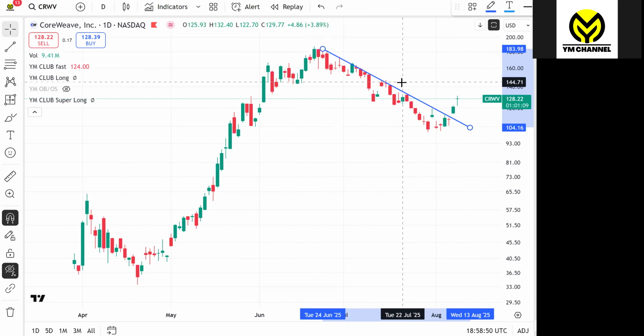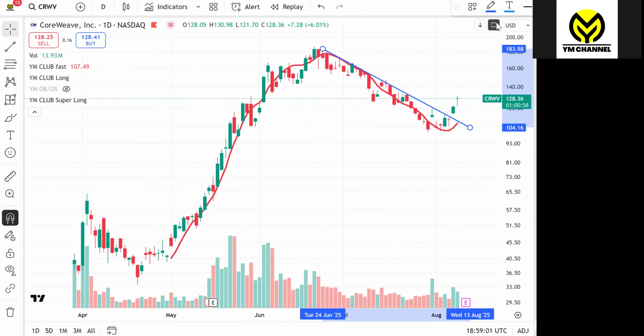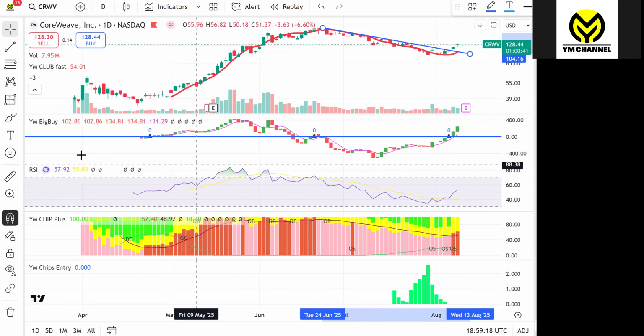But another way is with my indicator, because you don't know how much they will rebound or how much they will go up, right? You want to know where the institution is coming in. This is a very new stock, so they don't have the blue line, which is the YM Club long, to tell you the regular trend line. And they don't have the super long either. The time is too short. So they only give you the red line, okay? Because there's no data to analyze.